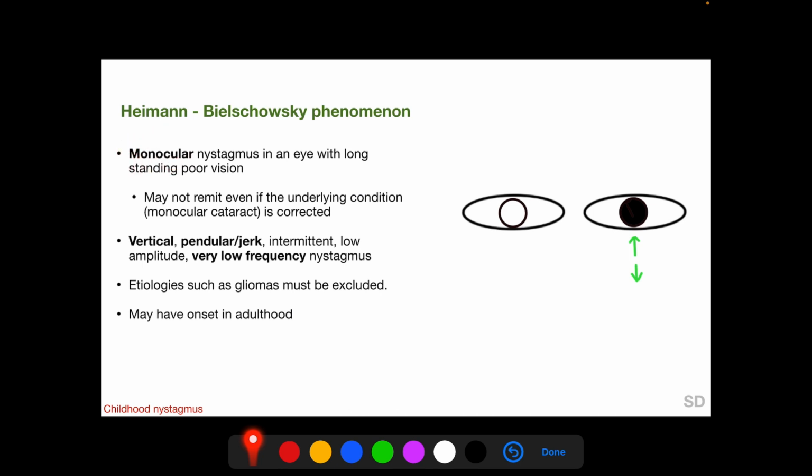and it occurs in an eye with a long-standing poor vision, and the nystagmus may not remit even if the underlying condition is corrected. It is a vertical nystagmus with a pendular or jerk pattern, intermittent, low amplitude and of very low frequency. Etiologies such as gliomas, which may interfere with vision in one eye, must be excluded, and Heimann-Bielschowsky phenomenon may have onset in adulthood also.